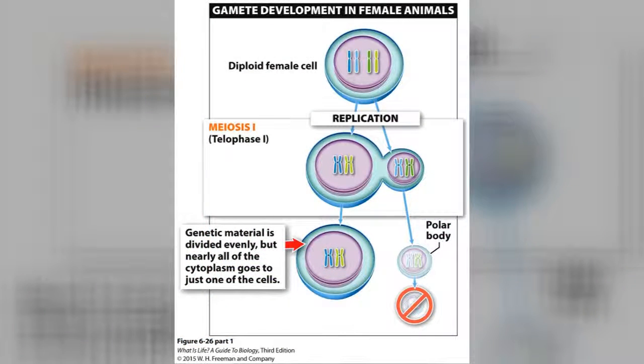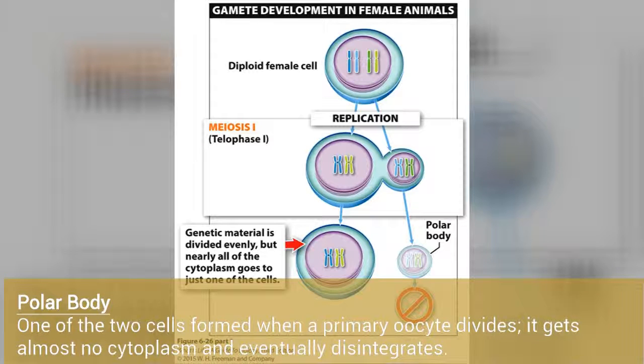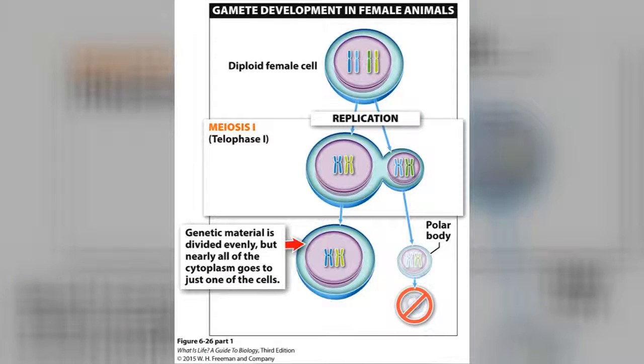The first division occurs just as described in the previous lesson, except that in telophase 1, as the cell divides, the genetic material is evenly divided, but nearly all of the cytoplasm goes to one of the cells and almost none goes to the other. The smaller cell is called a polar body and degrades almost immediately in most animals, although it sometimes goes through a second division, after which, in most animals, both of those polar bodies degrade.